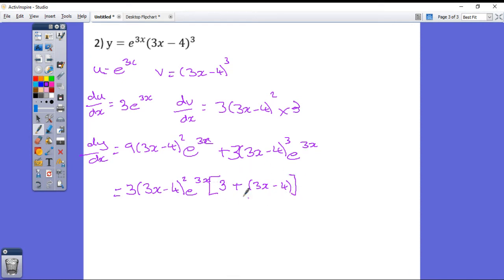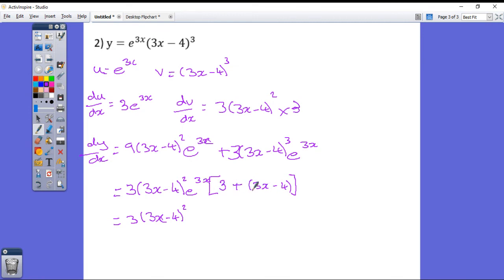So if I look in my square brackets, is there anything that would simplify here? If you get rid of those internal brackets, then there is a little bit of simplifying that could have happened. So we're going to just keep all of this as it was. I'm going to put the e bit last in this one.